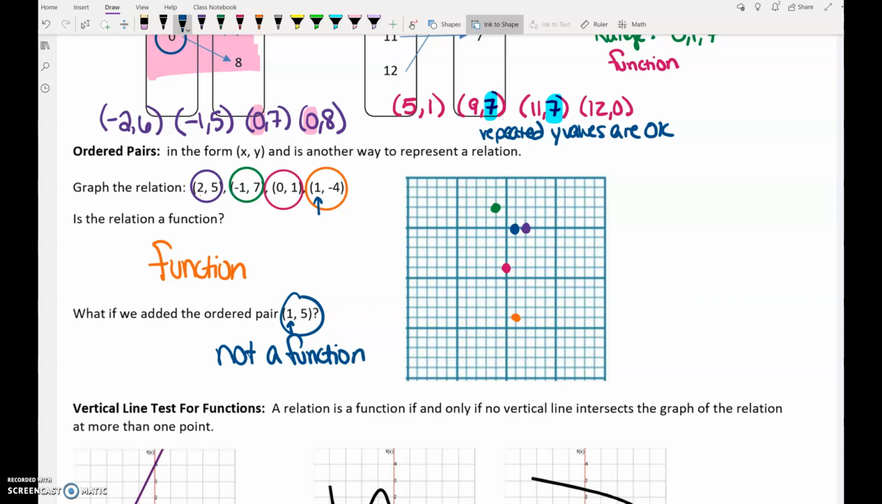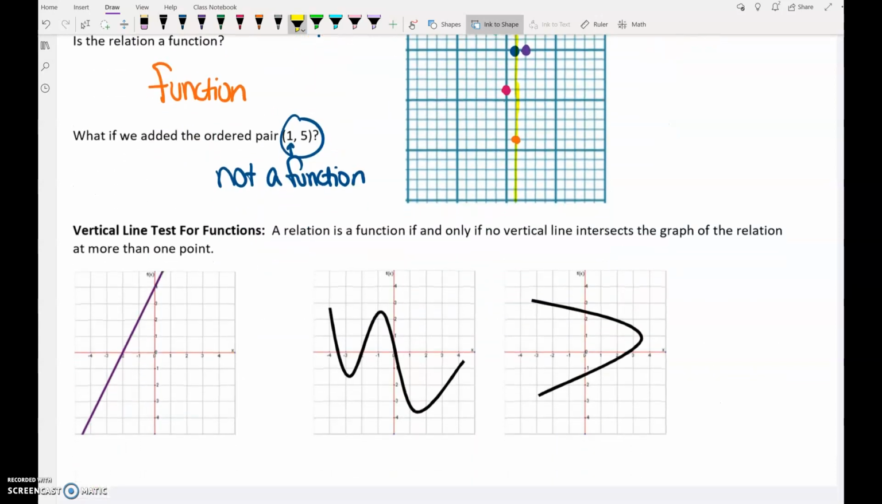In the picture, I want you to notice that now these 2 points are on the same vertical line. If you put a vertical line through the relation and it touches more than 1 point, that means there's a repeated X value. That means that it's not a function. So that brings us into the vertical line test.